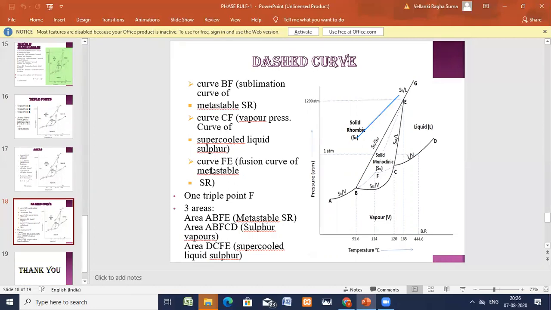And the fusion curves, 2 fusion curves. So we have the sublimation curve, the vapor pressure curve, the supercooled liquid of the sulfur, and the fusion curve of the metastable curve. All these are understood in this phase diagram.